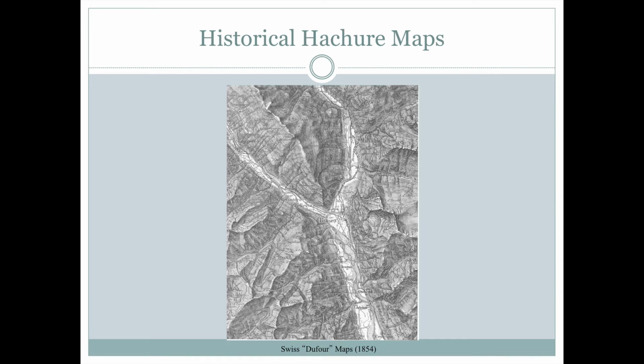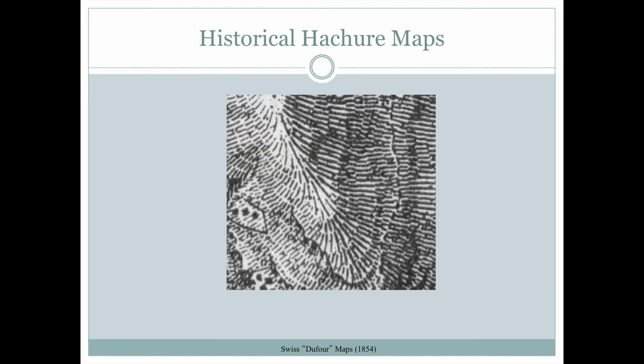This is a famous series of maps, the Swiss Dufour maps from 1854. Although at first they look like they're just hill-shaded maps, they're actually representing the terrain by a series of short line strokes. If we zoom in on one area, such as here, what we can see is that the 3D effect is really being made by just varying the thickness of these lines. Here's the ridge here.